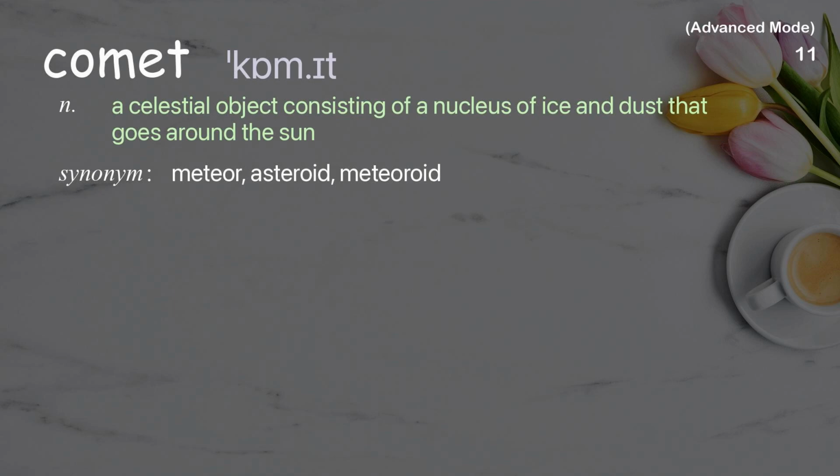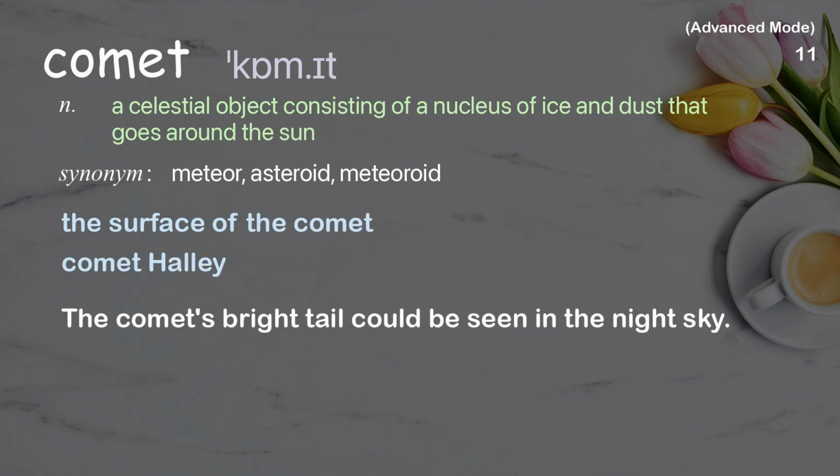Comet. A celestial object consisting of a nucleus of ice and dust that goes around the sun. Examples: The surface of the comet, Comet Halley. The comet's bright tail could be seen in the night sky.